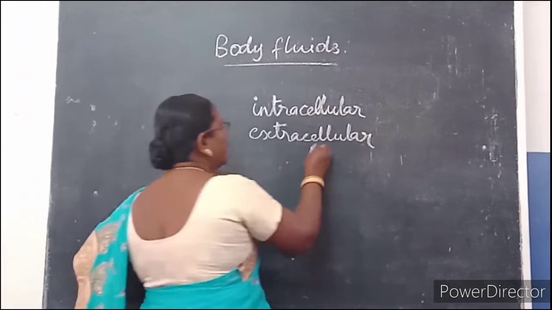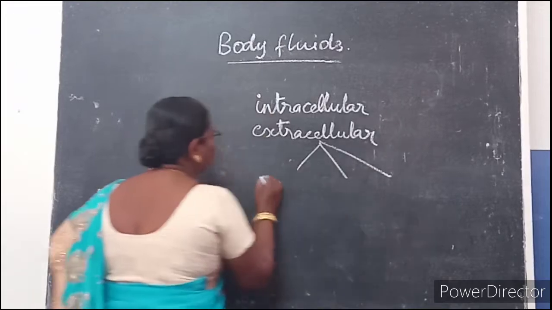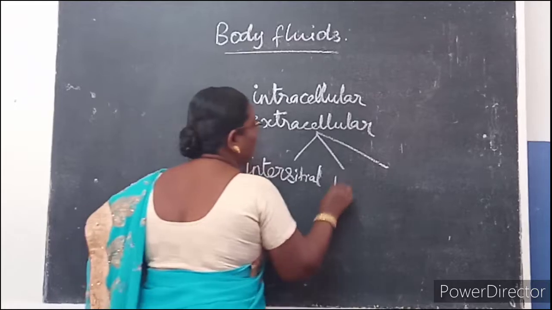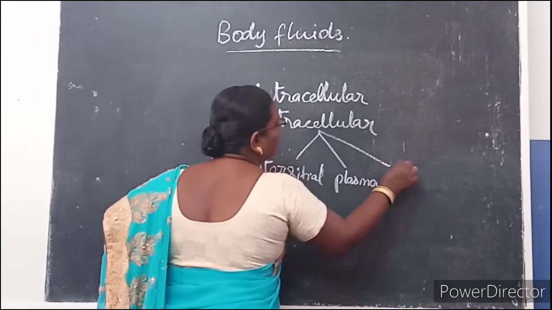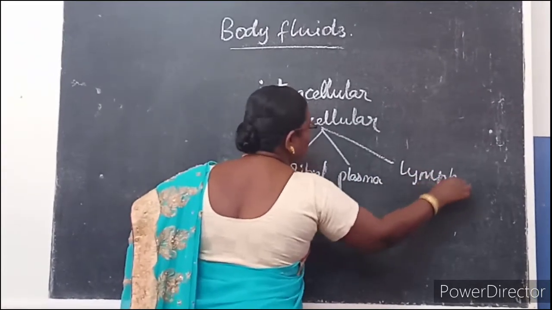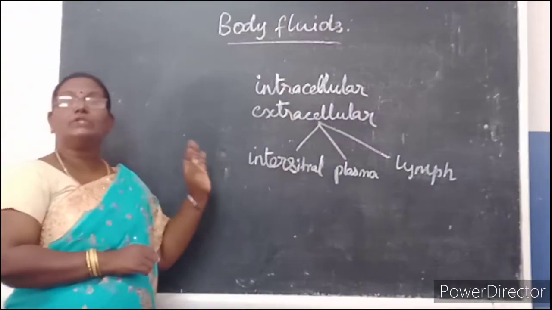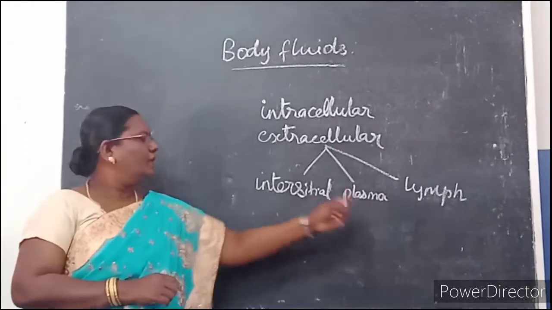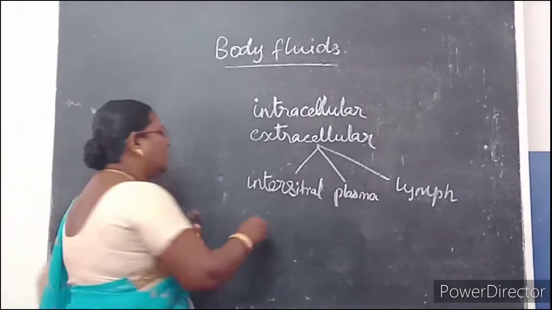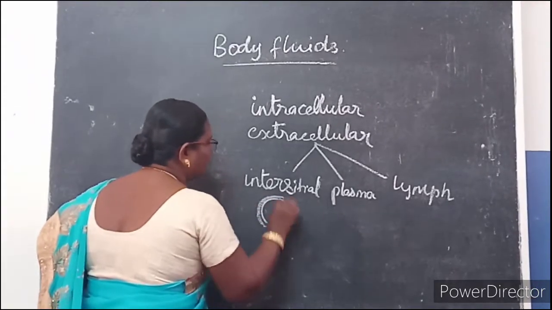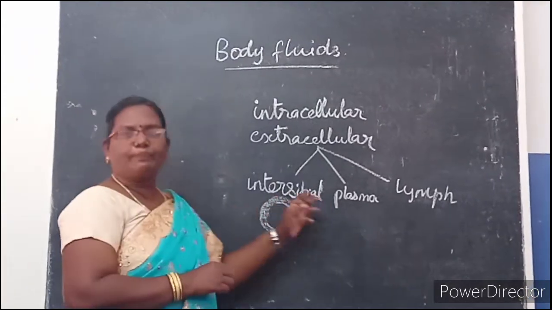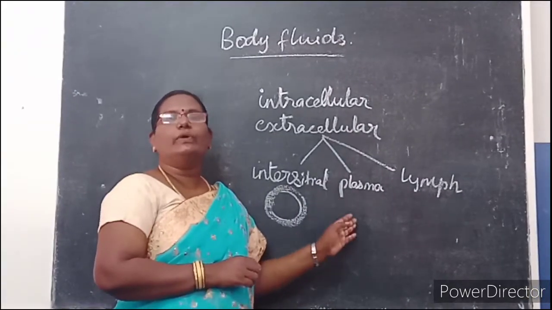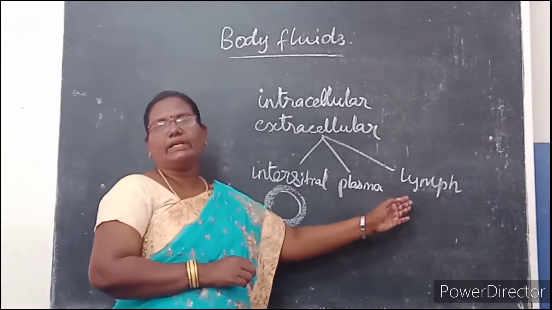Again, this extracellular fluid is of three types. The first one is interstitial fluid, the second one is plasma, and the third one is lymph. The interstitial fluid surrounds the cell. The plasma is the fluid component of the blood, and the third one is the lymph.